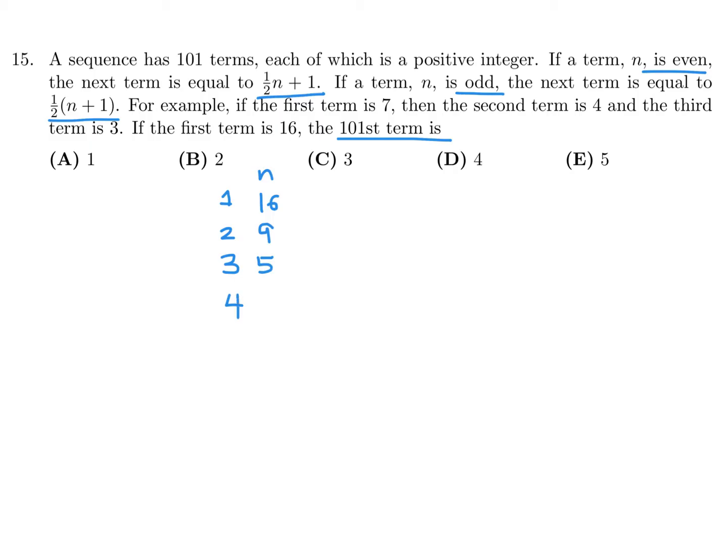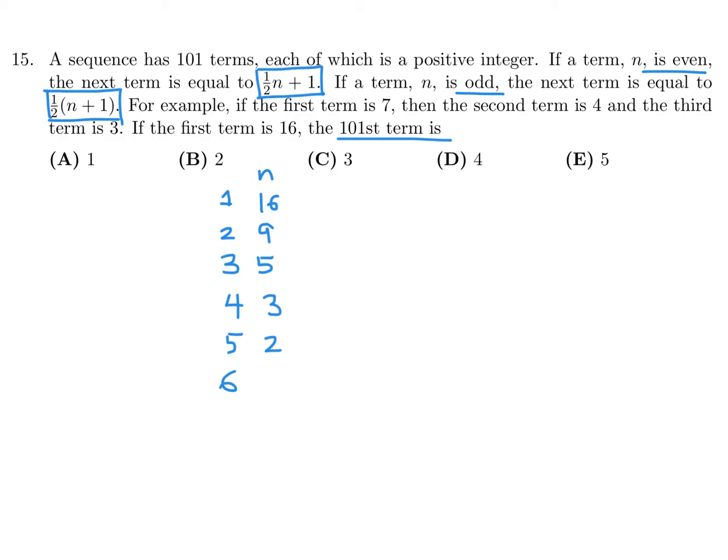Okay, let's keep going. So 5 is odd, so we're just going to have to use these two formulas. So if it's odd, it would be (5 plus 1) divided by 2, so that's going to be a 3. So the fourth term is a 3. 3 is odd, so again, the fifth term is going to be (3 plus 1) divided by 2, which is 2. 2 is even, so now we're going to use this guy.